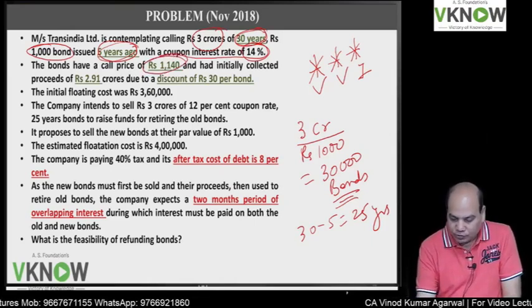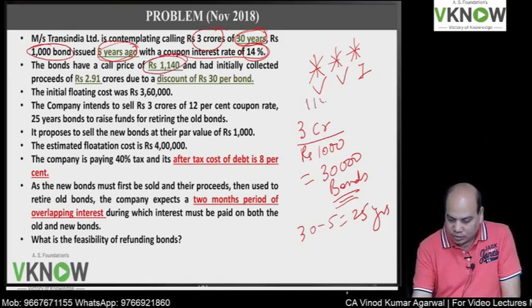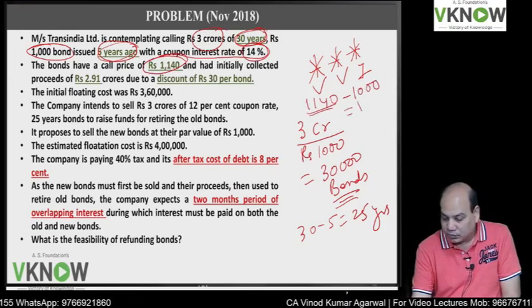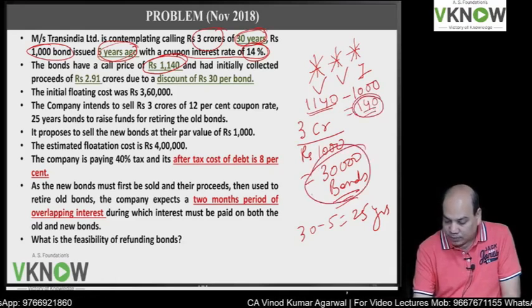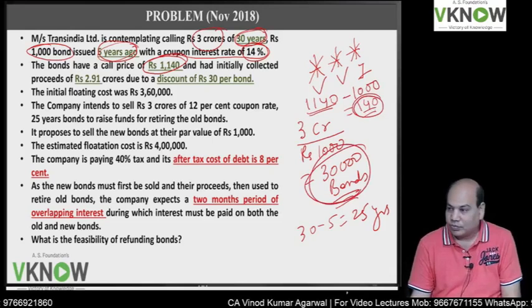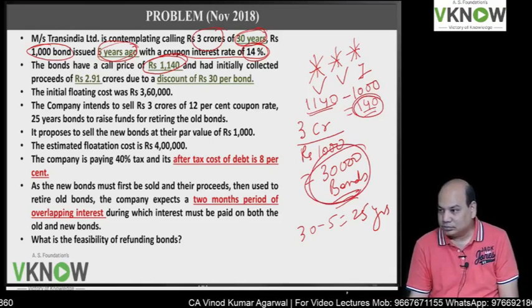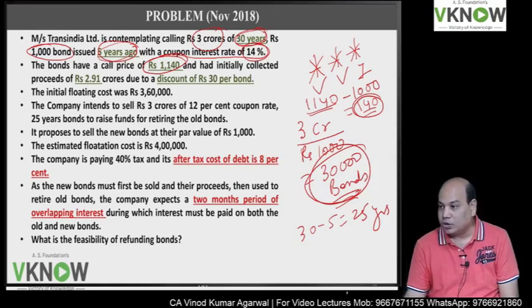This is 1140. Now understand, you are going to pay 1140 per bond. Face value is 1000 rupees. 140 is called call premium. 140 multiplied by 30,000. So 42 lakh rupees call premium you have to pay today.